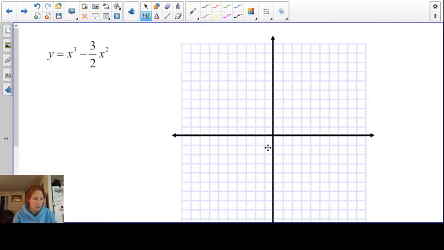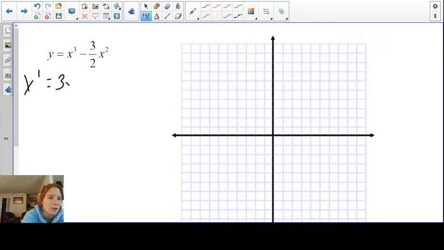So first things first, I find my critical points. I find my critical points by taking the derivative and setting it equal to 0. The derivative of this function is going to be 3x squared minus 3x, because when you multiply that 2 down, the denominator of 2 cancels the multiplication of 2 out.